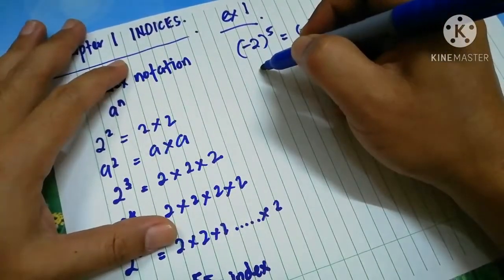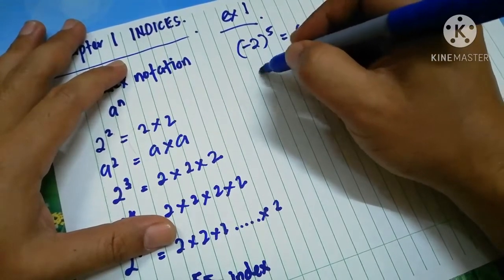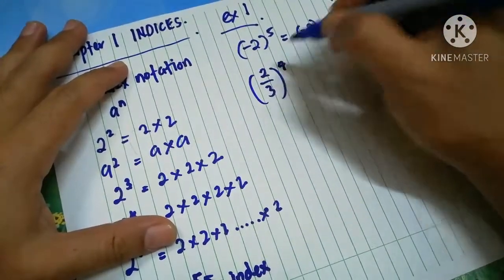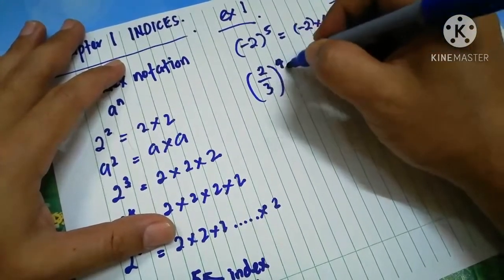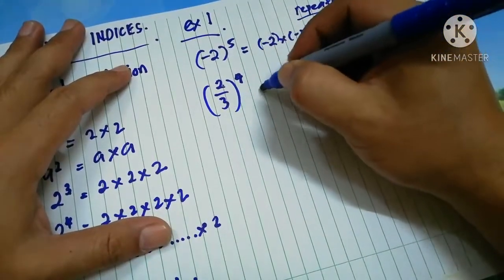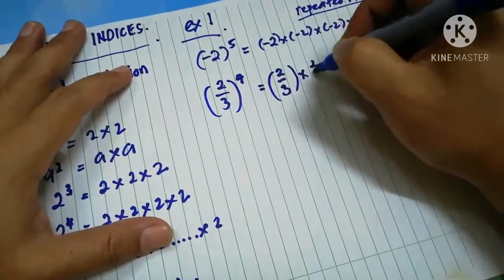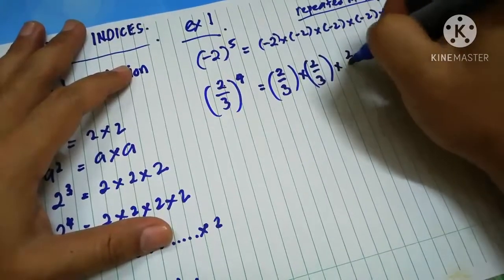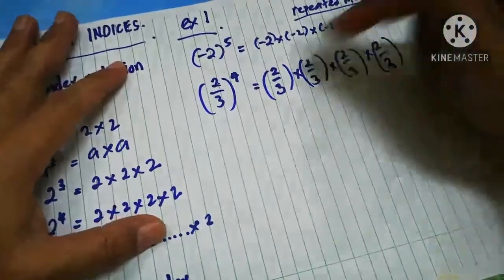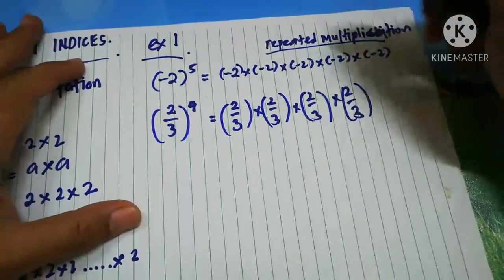What happens if it is a fraction? Okay, a fraction, 2 over 3 to the power of 4, ataupun 2 over 3 index 4. So 2 over 3 times 2 over 3 times 2 over 3 times 2 over 3. 1, 2, 3, 4. So repeated multiplication.